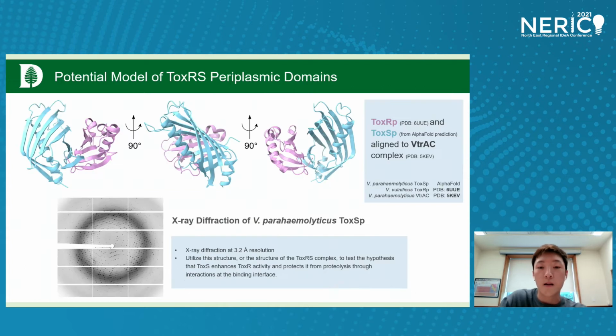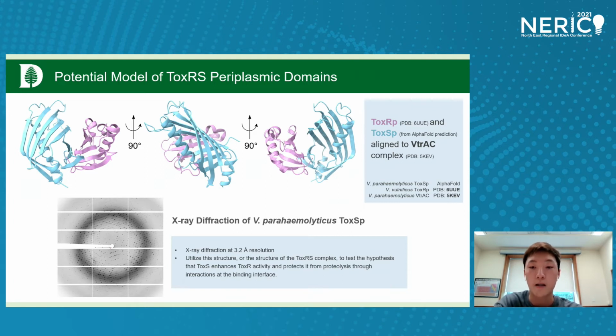Next slide, please. The structure you're seeing here is the potential ToxRS complex structure that's aligned to the BtrAC complex, which we believe are homologous with each other. The structure in pink is the ToxR periplasmic domain that we saw previously in the lab. And the structure in blue is the ToxS periplasmic domain that's predicted from AlphaFold.